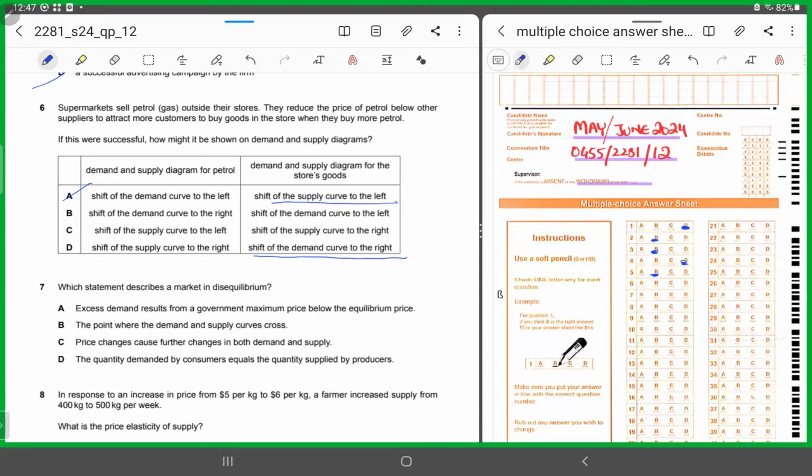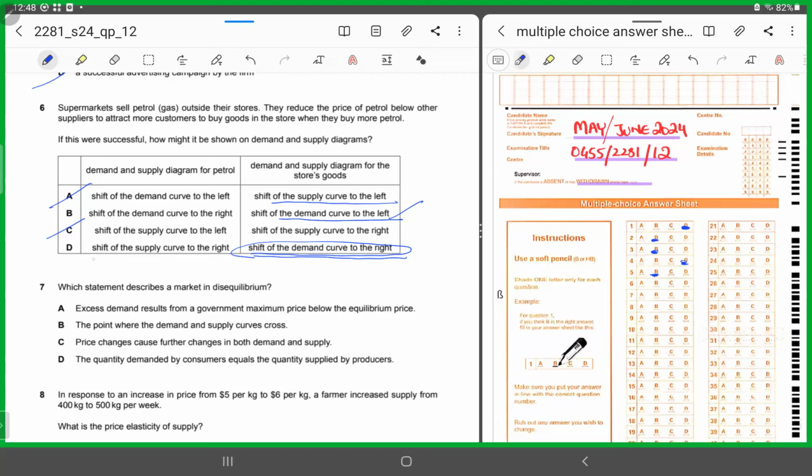So you can chop A and you can chop C. You see, we need to satisfy both parts of the MCQ. So it's nothing related to the supply of the goods. Here, it has to be related to the demand. So the demand for the store's goods will increase. So it has to be D only because a shift of the demand curve to the right will take place. Because B is saying shift of the demand curve to the left. No, it cannot be. Right?